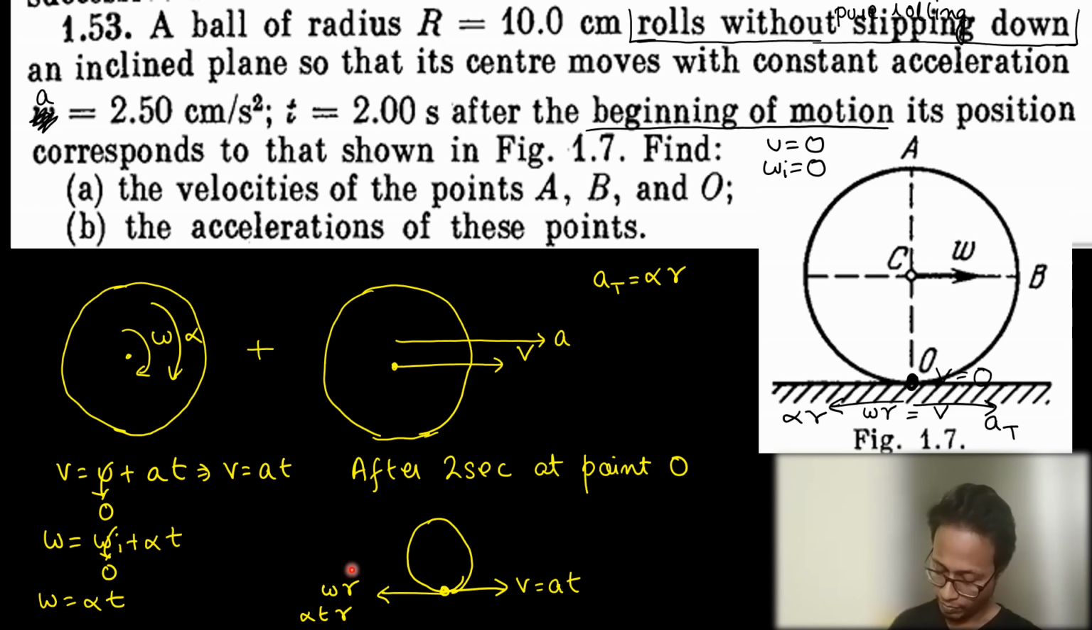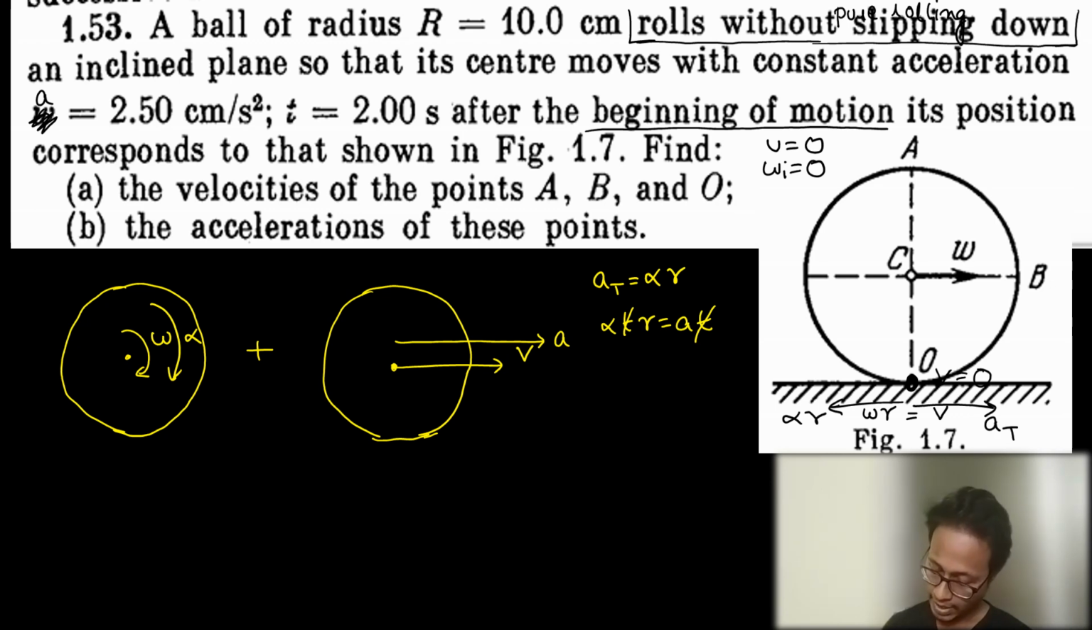Acha. From this equation, can I deduce a relation between alpha and A? Of course, I can deduce. You can simply write alpha t r is equal to A into t. Okay, t and t will get cancelled, or A is equal to alpha r. So we have already derived that, and v is equal to omega r.